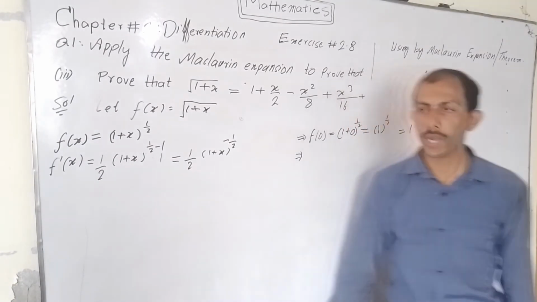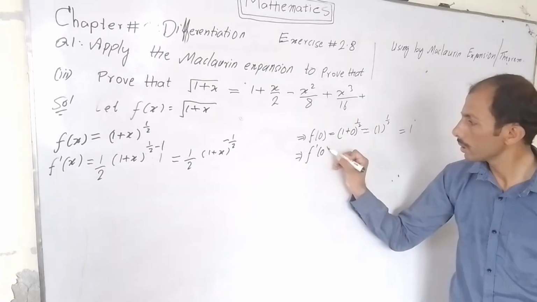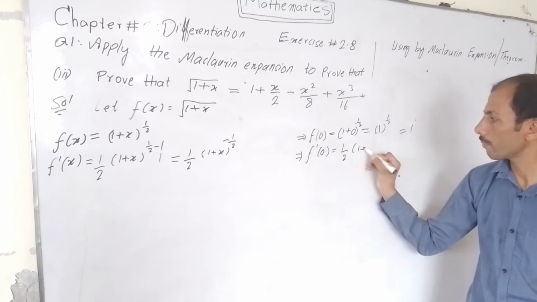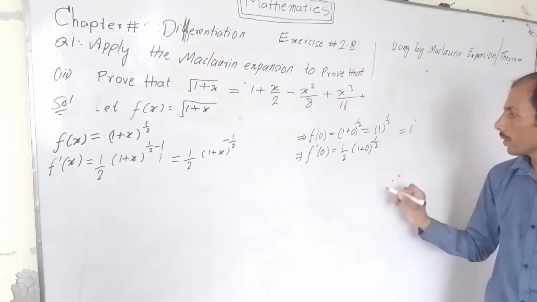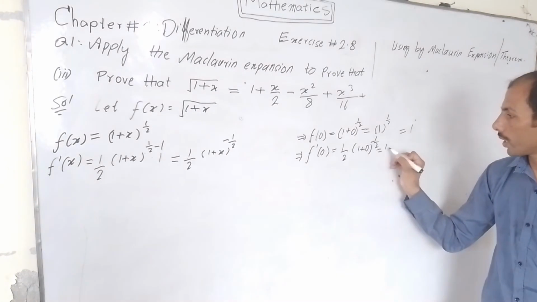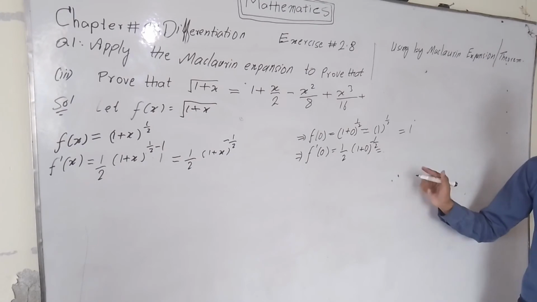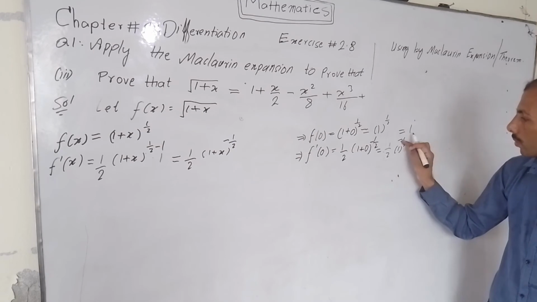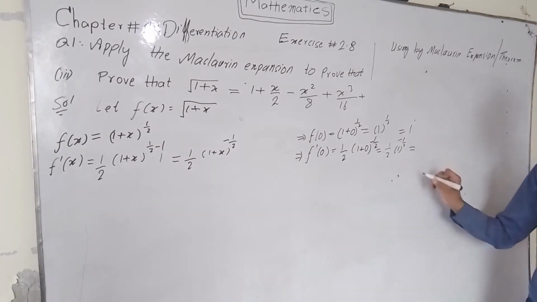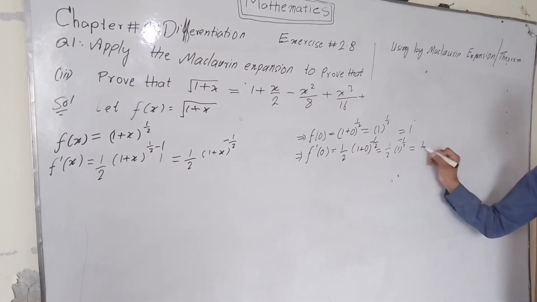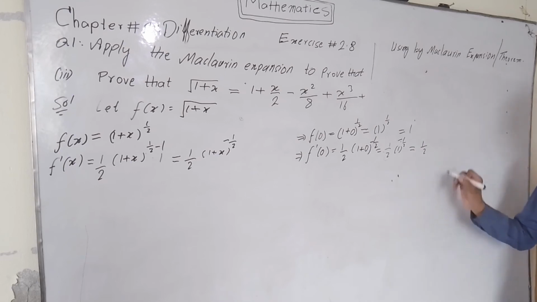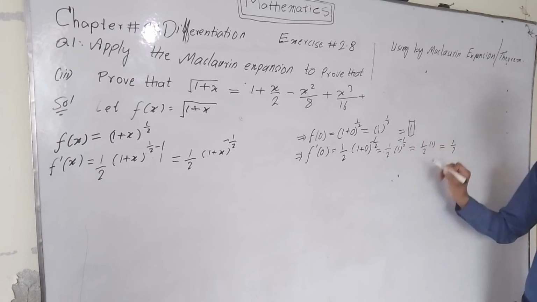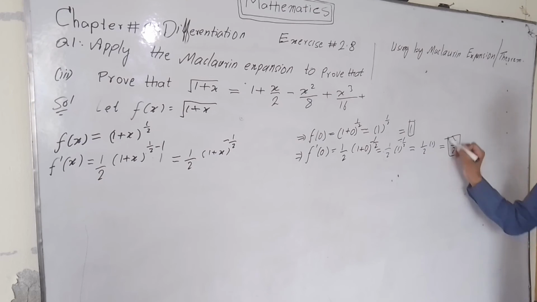approaches to 0, f prime of 0 is equal to 1 divided by 2 into 1 plus 0 whole power minus 1 divided by 2 is equal to 1 divided by 2 into 1 power minus 1 over 2. 1 power minus 1 over 2 is equal to 1, so it is equal to 1 over 2. First 1, second 1 divided by 2.